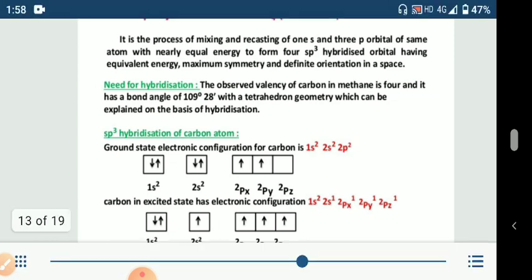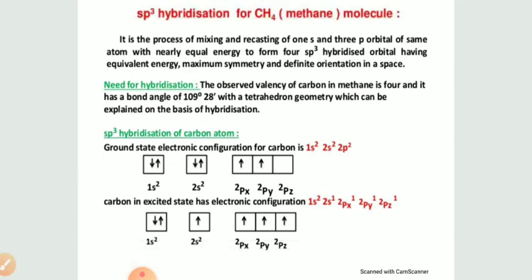Next we have sp3 hybridization for the methane molecule. It is the process of mixing and recasting of one s and three p orbitals of the same atom with nearly equal energy to form four sp3 hybridized orbitals having equivalent energy, maximum symmetry, and definite orientation in space. It has a bond angle of 109.28° with tetrahedral geometry, which can be explained on the basis of hybridization.